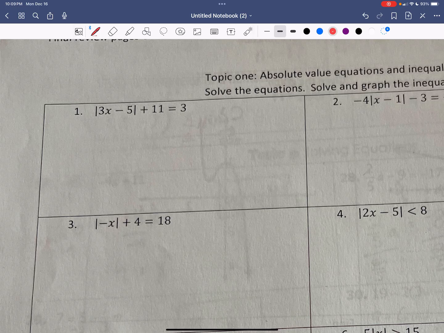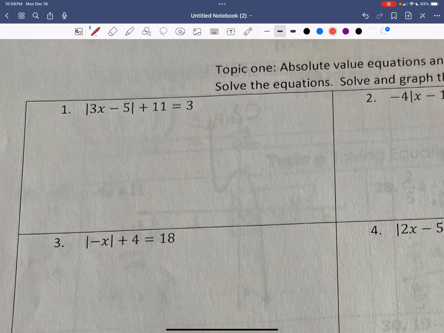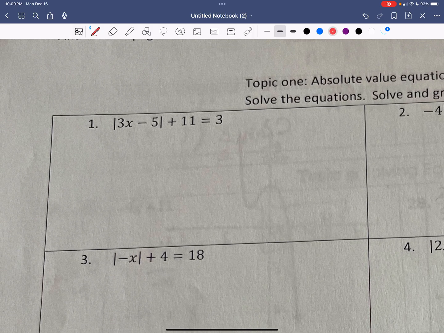Let's start with some of these absolute values. The biggest thing with absolute value is that whenever you're solving, we have to take care of anything that's outside the absolute value first, right? So in this case, looking at number one, anything that's outside, let's take care of that first. I would take care of that plus 11. I would keep the absolute value of 3x minus 5 equals, now 3 minus 11 gives me negative 8, okay?